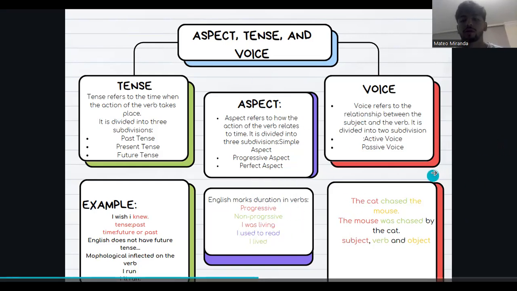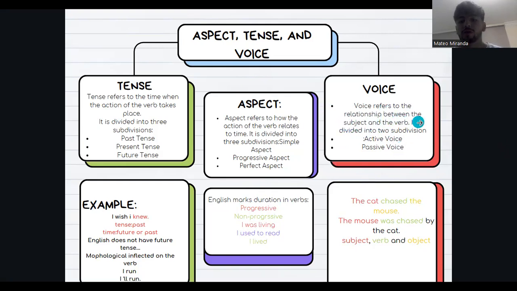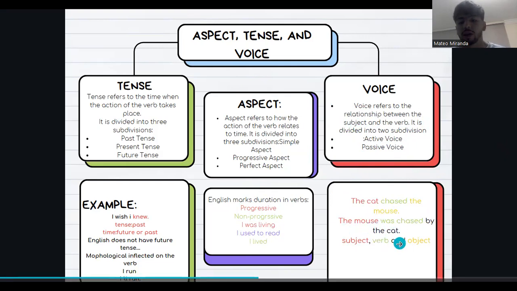Now we're gonna go into voice. Voice refers to the relationship between the subject and the verb. It is divided into two subdivisions: active voice and passive voice. Here I have examples of both. The cat chased the mouse, and the mouse was chased by the cat.